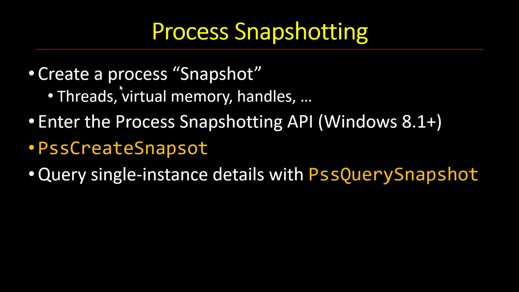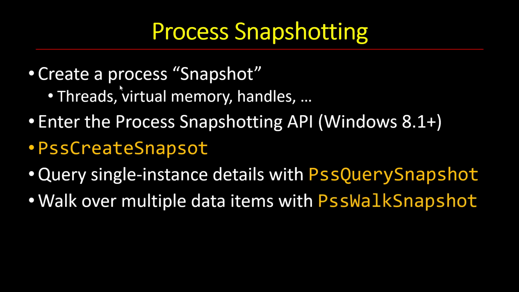And then you can start looking at the snapshot by using some helper APIs, PssQuerySnapshot for single instance things like the general process information, for example, memory blocks, things like that. But if you have something that is in multiple elements, like a list of threads and handles, then you have another API to do the walking over the snapshot, so to speak. It's called PssWalkSnapshot. So I want to demonstrate all these APIs that you see here, to give you a sense what that looks like when writing code.